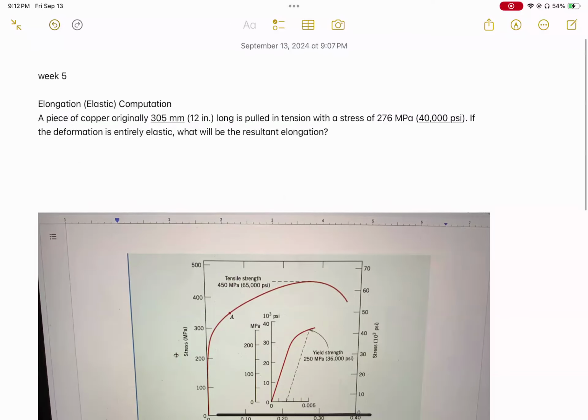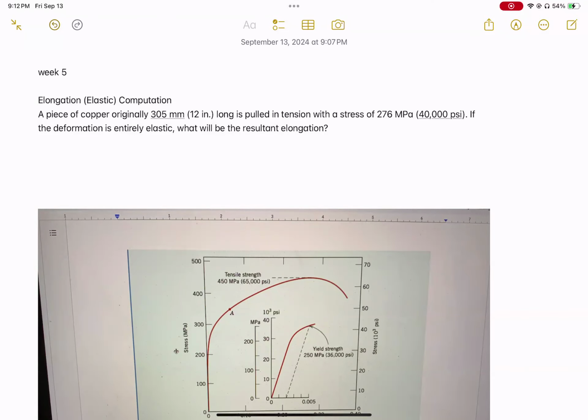So let's just look at the first question. This is for the calculation of the elongation for elastic deformation. A piece of copper originally 305 millimeters, we don't care about 12 inches, we don't use an imperial system here in science, long is pulled in tension with a stress of 276 megapascals.